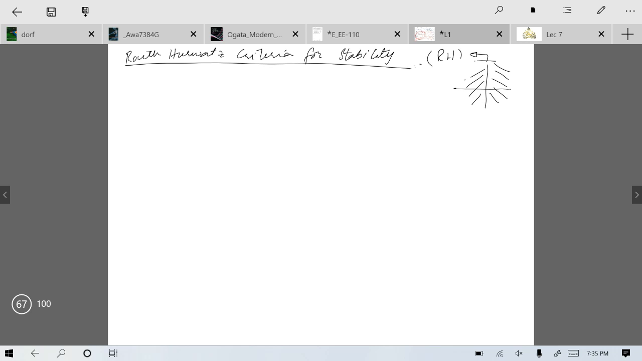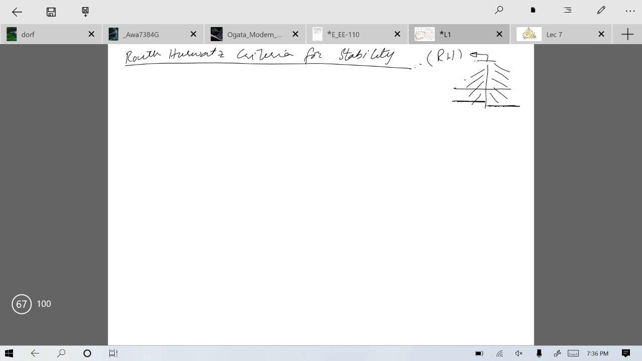This RH criteria doesn't tell us exactly where the poles are, but it does tell us whether the poles lie on the right hand side or on the left hand side of the S-plane. And from this information, we can conclude whether the system we are dealing with is stable or unstable.